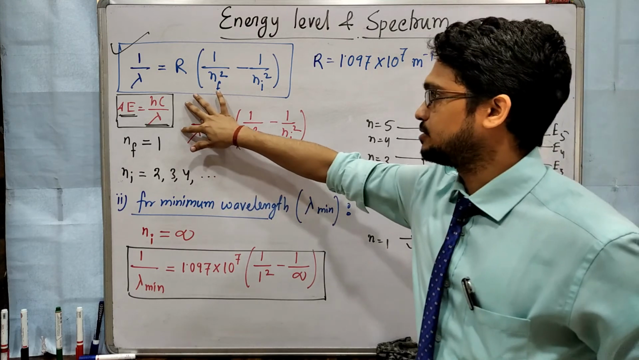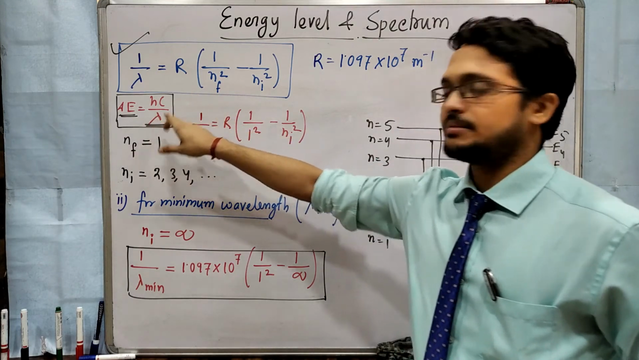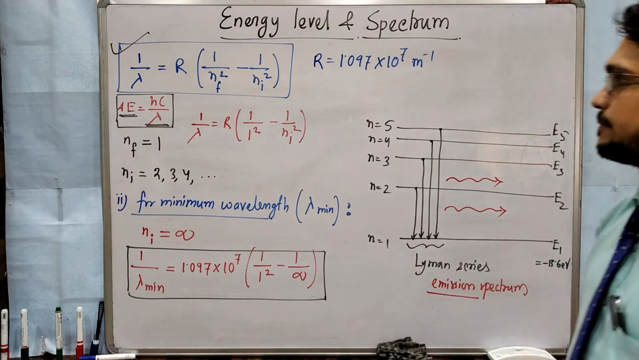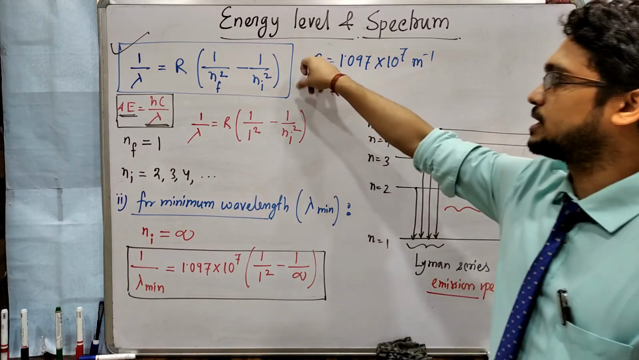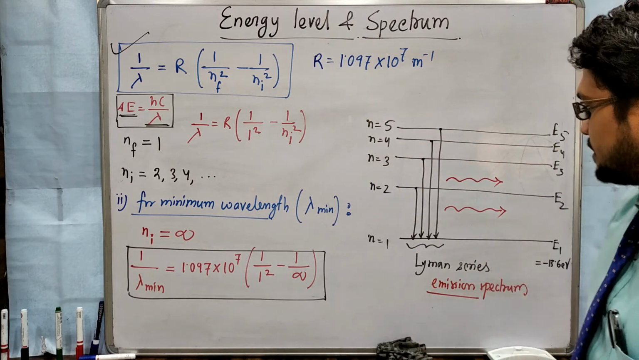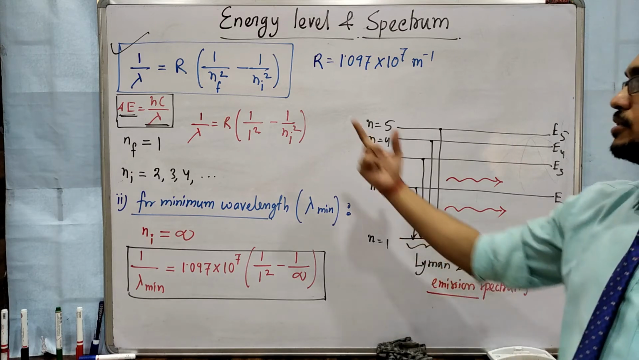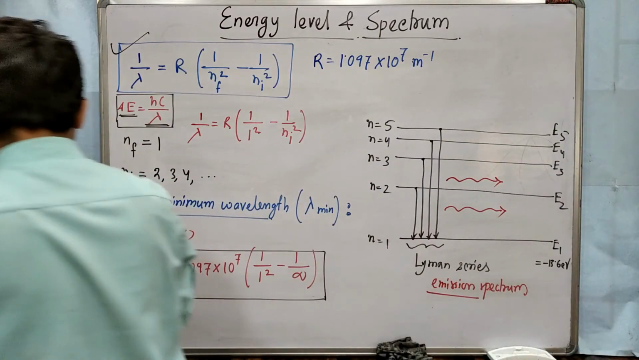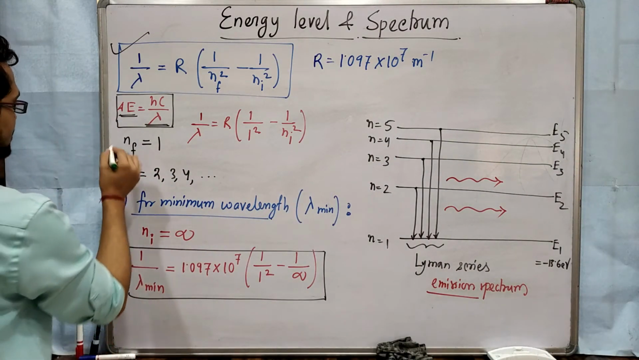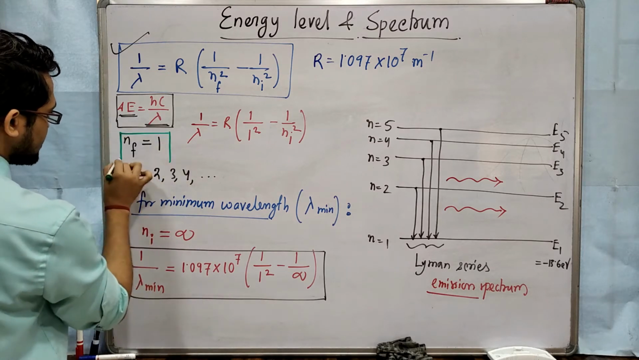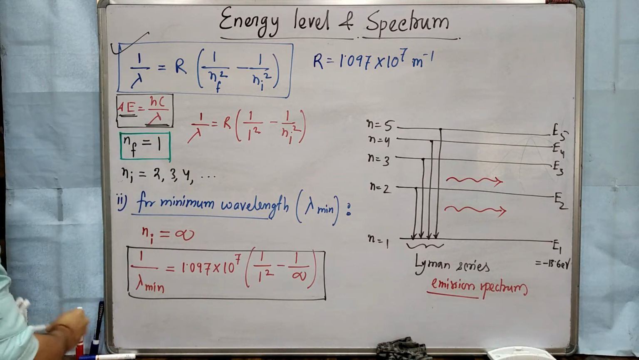If you forget, use this relation: delta E and lambda are inversely related. This formula you have to keep in mind. Then for Lyman series, NF will be 1. For Lyman series, NF is 1.